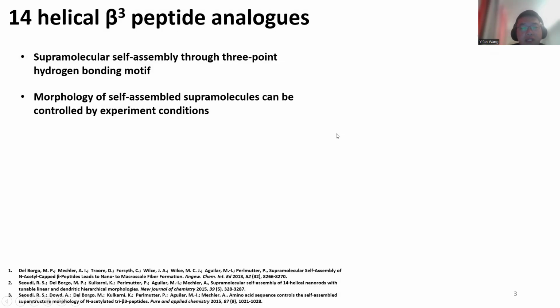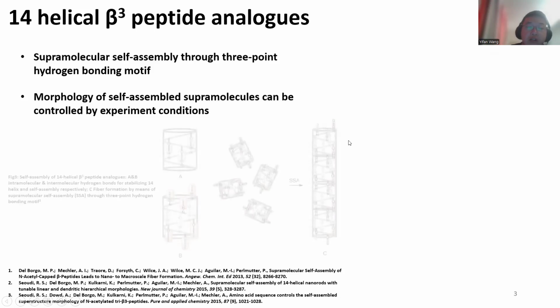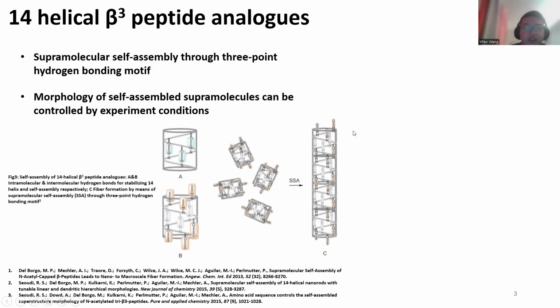The beta-3 peptide analogs form 14 helices stabilized by intramolecular hydrogen bonds. With terminal modification, each helix contains 3 NH groups at one end and 3 carbonyl oxygens at the other end of the helix, enabling head-to-tail assembly via 3 pairs of hydrogen bonds. And we call it the 3-point hydrogen bonding motif. This leads to the formation of supramolecular fibers.